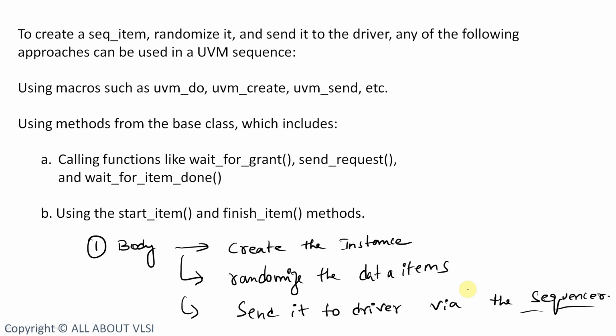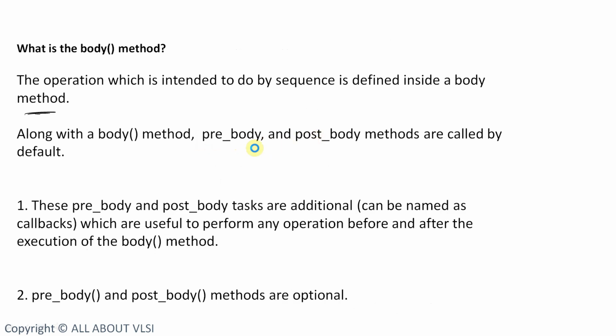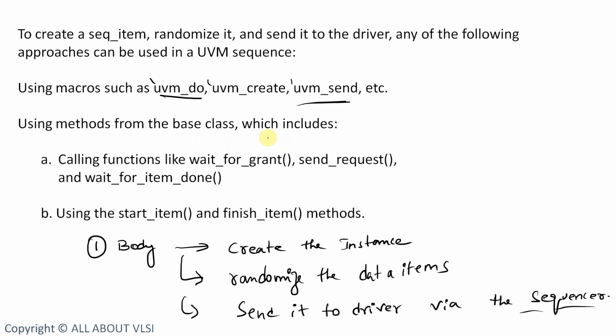Now, there are basically two ways of performing all these operations. We can use macros such as `uvm_do, `uvm_create, and `uvm_send. Next is using the methods from the base class. In the base class, uvm_sequence, we have built-in methods that we can also use. What are these built-in methods? We have wait_for_grant, send_request, wait_for_item_done, or else we can use start_item and finish_item.